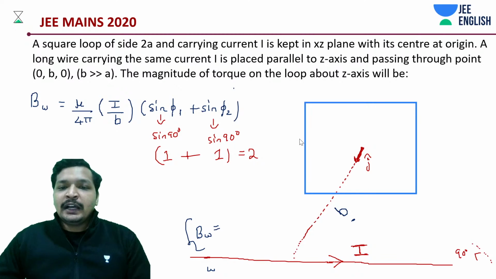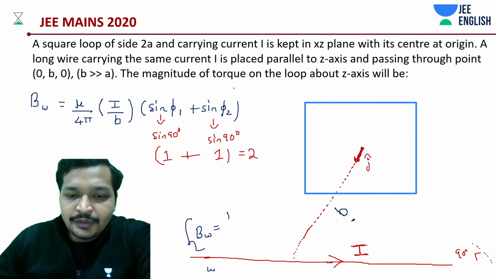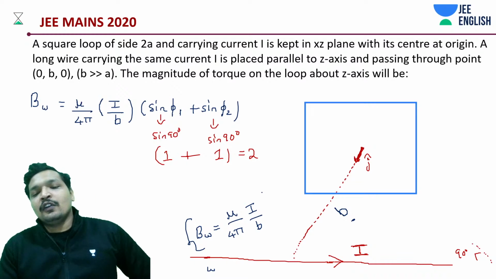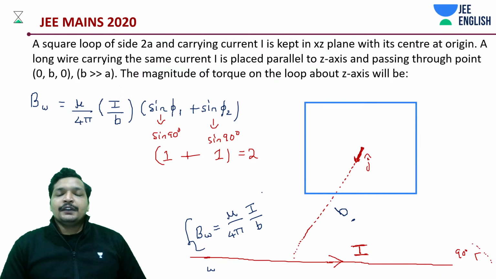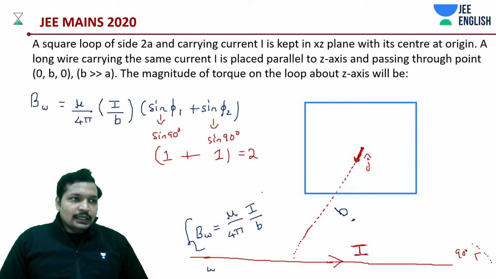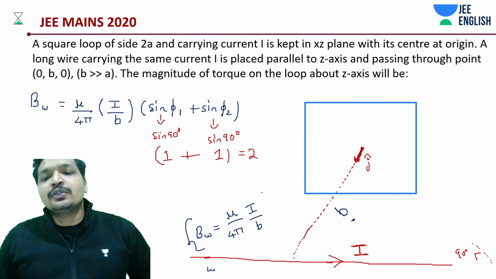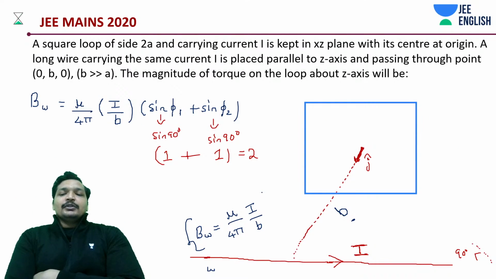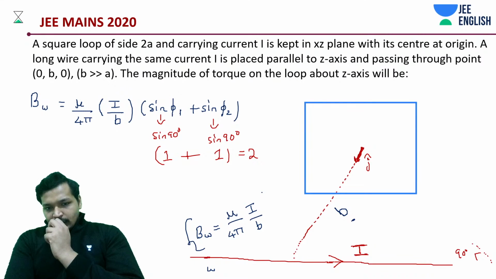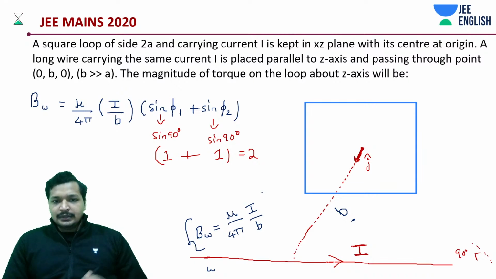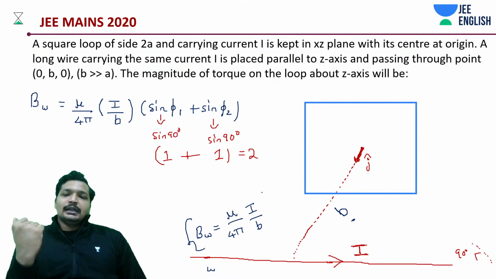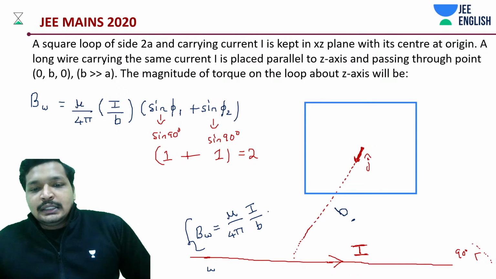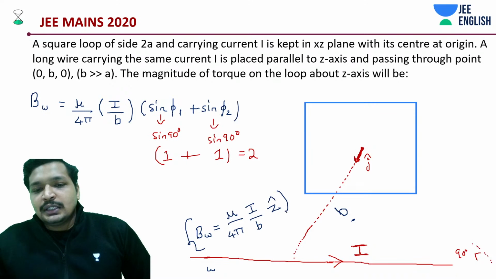Okay, let's do a thing. You know the value, we are going to just define the direction once, and we are going to end this question. Mu by 4 pi I by B. And what is the direction of the field in this case? Field in this case is going to be the downward direction, isn't it? Going to be in the Z cap direction. Okay, we can take this to be a Z cap direction.